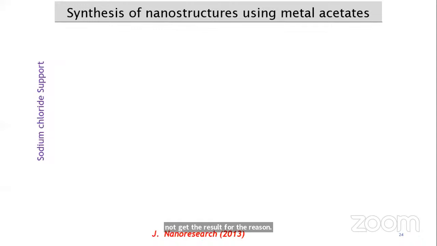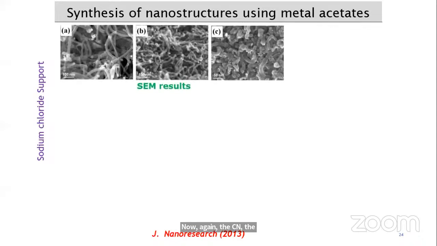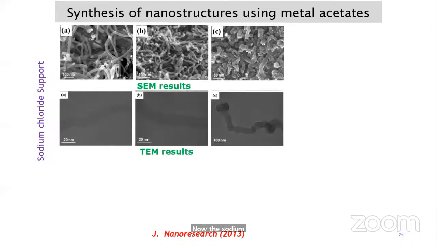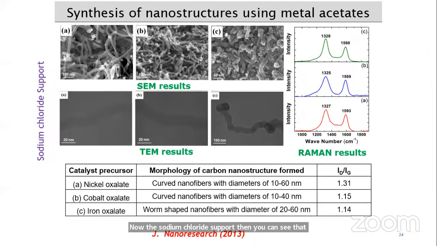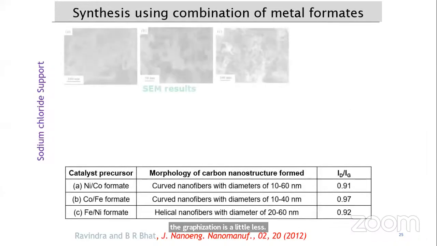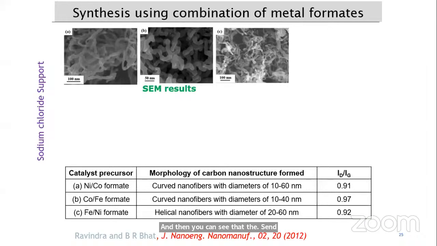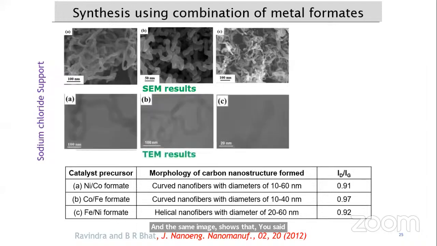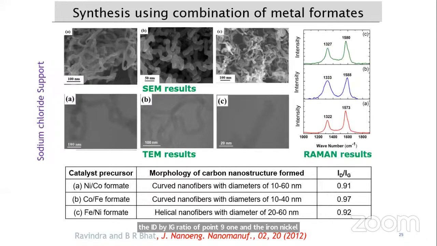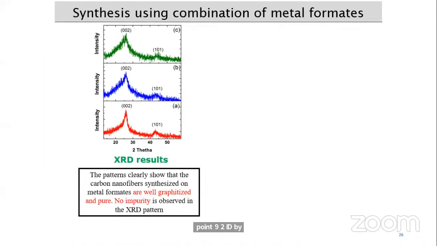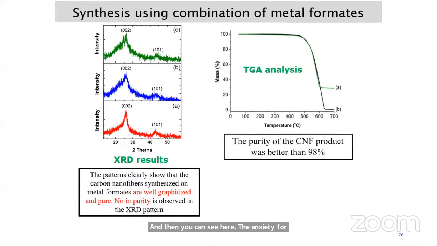Now, again, the preparation using sodium chloride support. With the sodium chloride support, you can see the CNT or CNF. The catalyst used is nickel oxalate, cobalt oxalate, or iron oxalate, and the ID by IG ratio is a little higher than 1, which means the graphitization is a little less. Then you can see the SEM images for this, and the SEM image shows the nickel cobalt with an ID by IG ratio of 0.91, and the iron nickel formate gives a 0.92 ID by IG ratio.